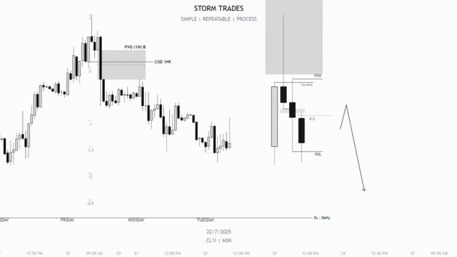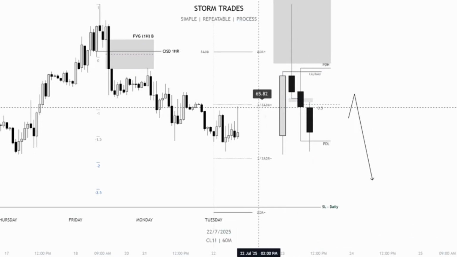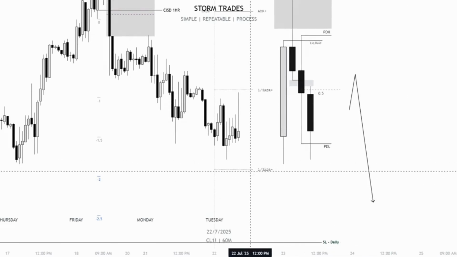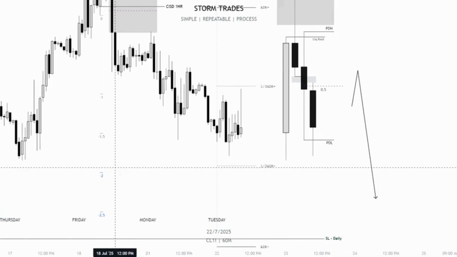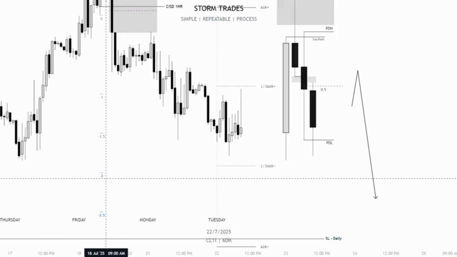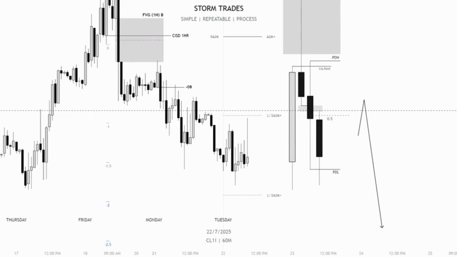Now, another thing that I like to do, and you'll see me do this on almost every single trade, is pull the ADR levels, and I'm looking specifically at the 1/3 ADR. I love to target the 1/3 ADR as a draw on liquidity, and this 1/3 ADR has not been swept yet, and it is relatively close to the -2 standard deviation.